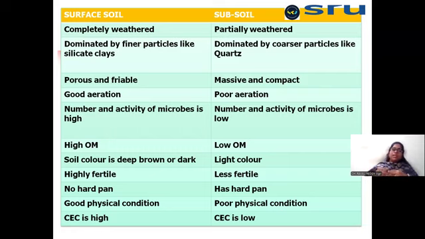Whereas subsoil, if you see, it is partially weathered. It is dominated by coarser particles like quartz. Then it is massive and compact, and it has poor aeration, and the microbial activity is low, and the organic matter is low. Then it is lighter in color, and the fertility is also low compared to surface soil, and it has a hard soil pan, and then poor physical condition and low CEC.